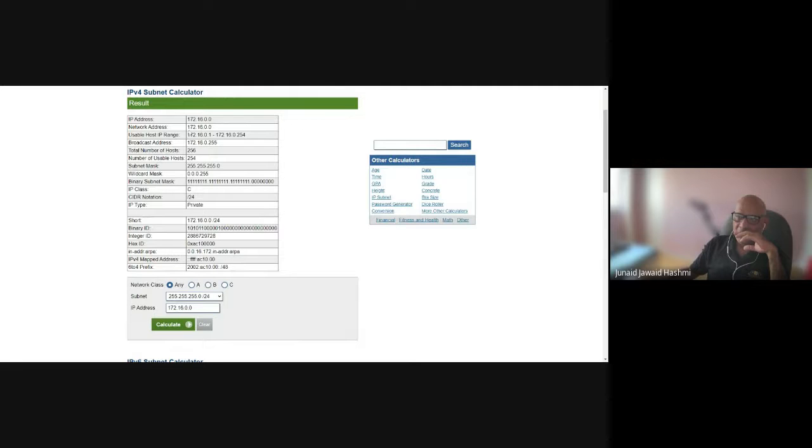Okay, so here you have the network ID 172.16.0.0, and the last host 172.16.0.254. Your total number of hosts is 256, the number of usable hosts is 254, and the subnet mask is 255.255.255.0, which is like a class C IP address.